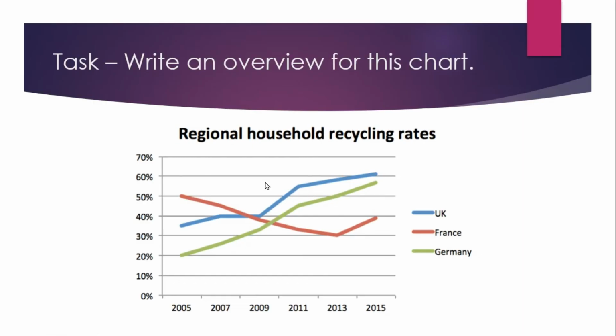So your task for the week is to write an overview for the following chart. Okay, so you're looking at regional household recycling rates. So that's the blue line, the top line is UK, the red line is France, and the green line is Germany. Remember to look at the dates. We can see these are all past dates, so any verbs that you're going to use are going to be using the past tense.